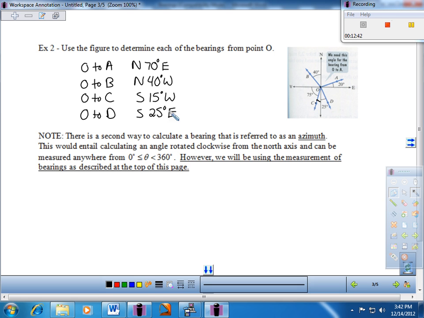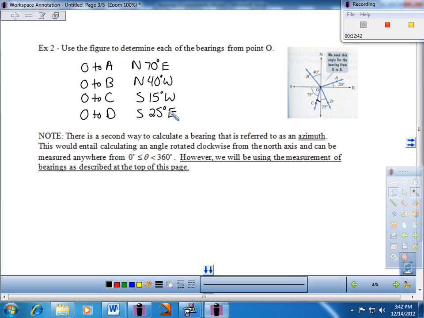It looks like I threw a little note on your paper here, so I'll do a quick read through, and then we'll go ahead and hit the 2 applications just on the back side. So it says, there is a second way to calculate a bearing that is referred to as an azimuth. This would entail calculating an angle that's rotated clockwise from the north axis and can be measured anywhere from 0 to 360 degrees.